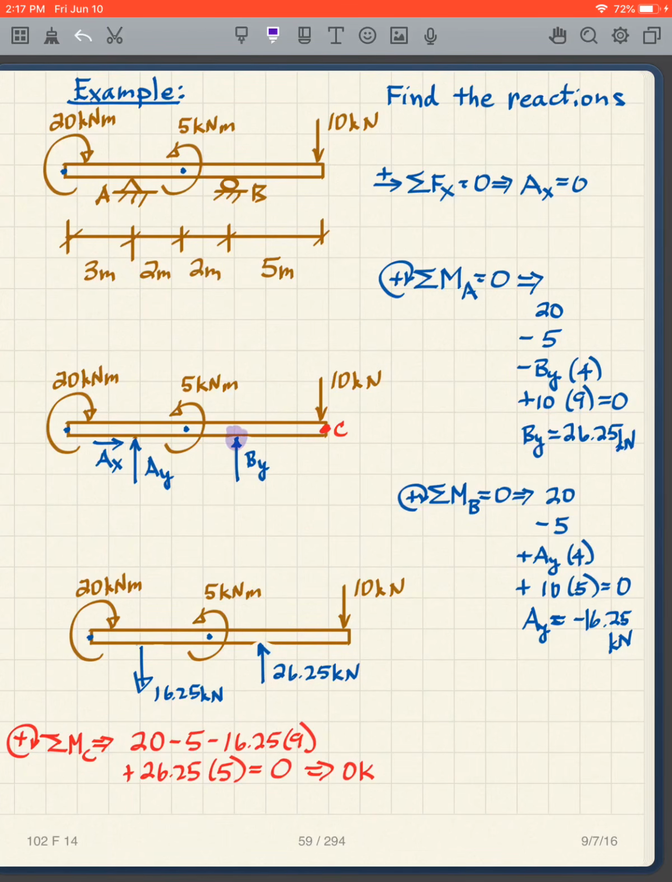I take moments about B, and then again I have what? 20 positive, 5 negative. 20 minus 5. Again, it doesn't matter that it's to the left or whatever. And then I have AY times 4 and 10 times 5.